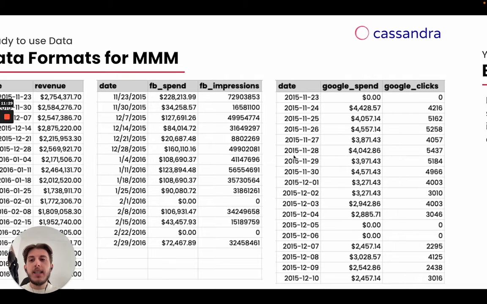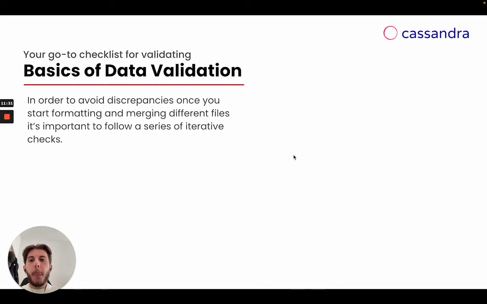And basically, all of these actions may generate discrepancies in our data, because once you start formatting and merging different files, you may actually make some mistakes. Some rows may be left out, some may be aggregated in a wrong way. So it's important that you follow a series of iterative checks in order to be 100% sure that your data stays the same, stays correct, and so on.